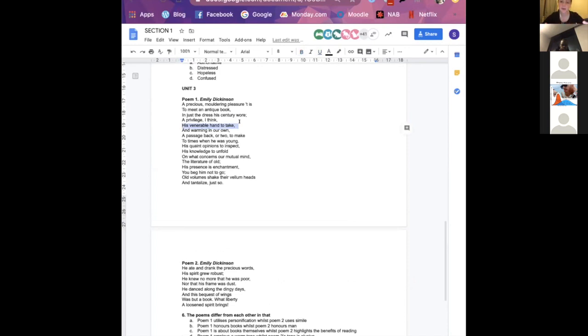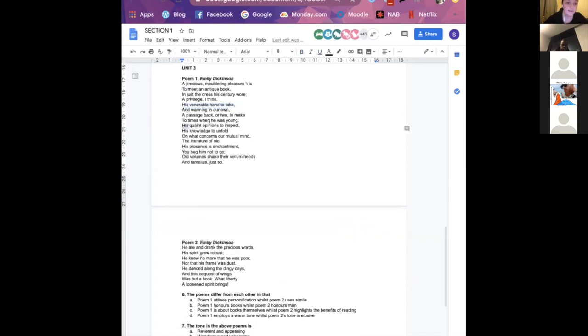So that's personifying the book. That is an example of personification. His quaint opinions to inspect. The book has the opinions in this case, and having an opinion is a very human-like quality, and so the book again is being personified in this case.